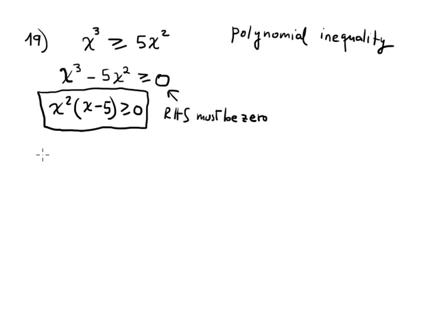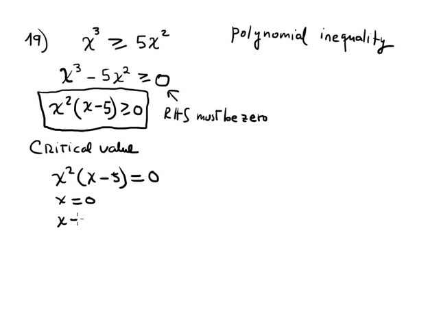Okay, now let's find the critical values. For finding the critical values, we convert the inequality to an equation and solve this equation. This is a super elementary equation. The solutions of this equation are 0 and 5, and these are our critical values.